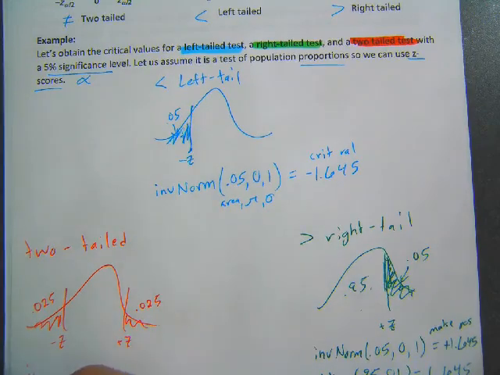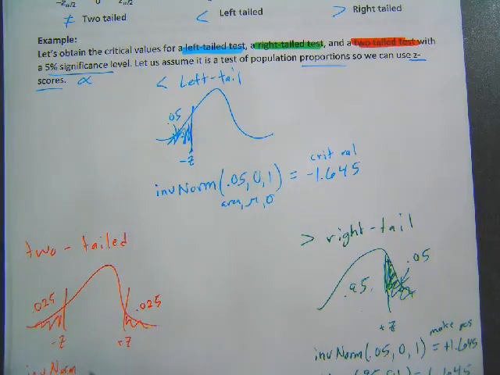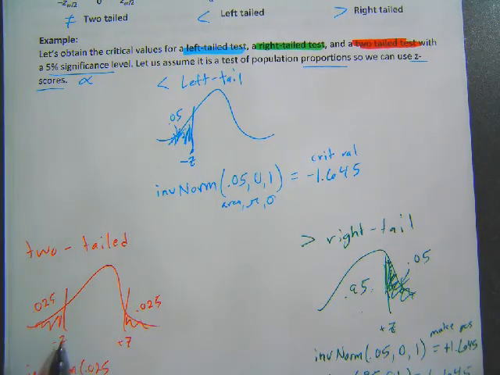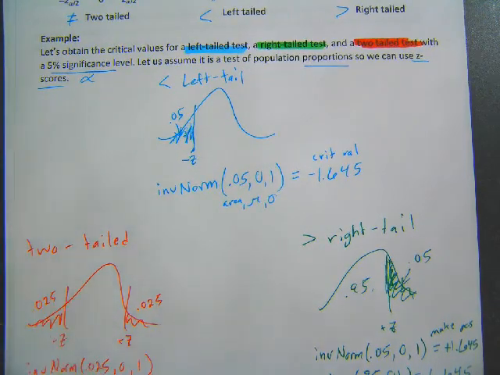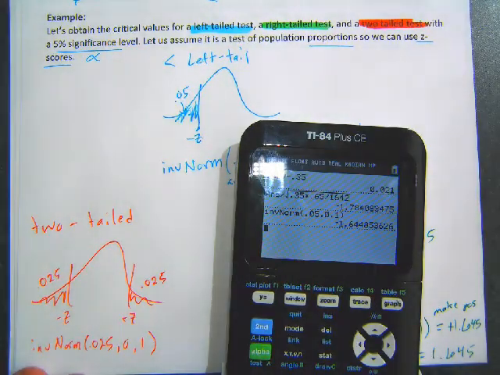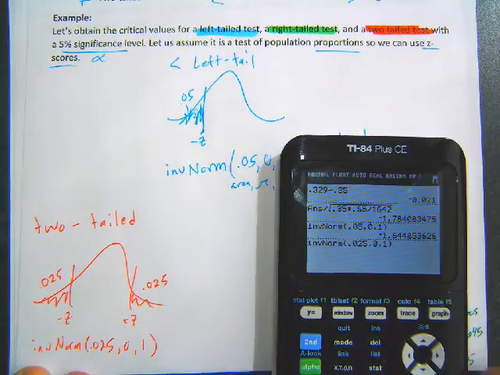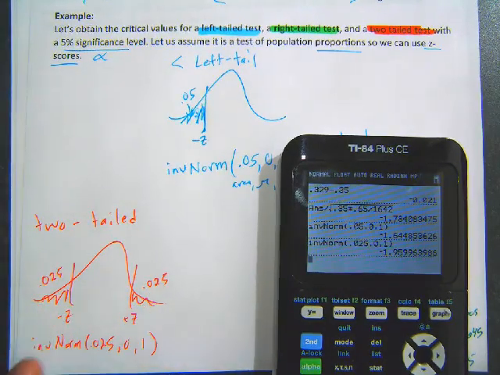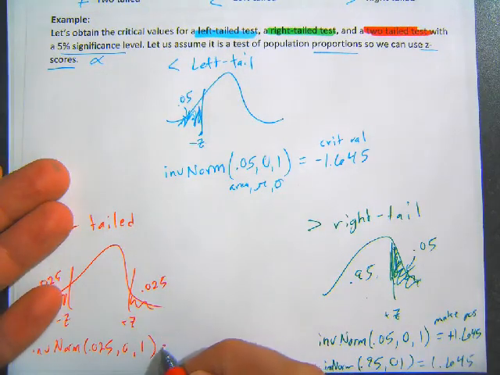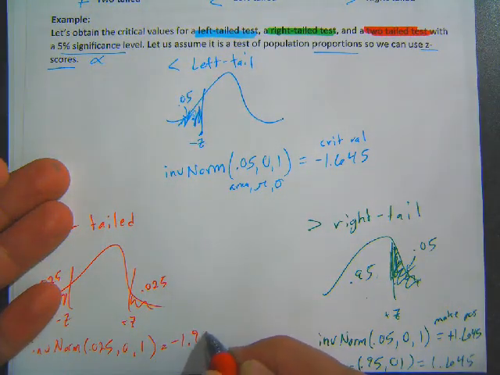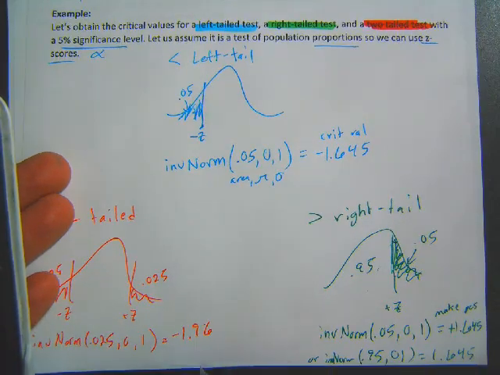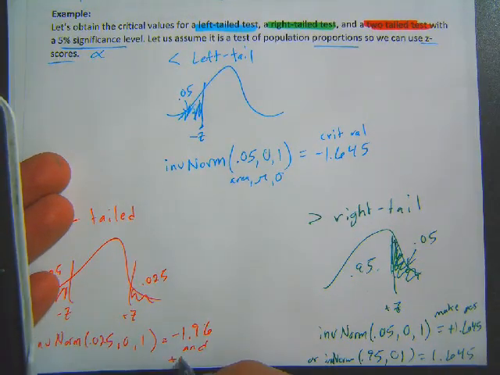But I can still use that inverse norm. I'm going to go ahead and do it for 0.025, because yes, that will give me this value, but remember I can find the other one just by making it positive. So I'm going to do second distribution, inverse norm, 0.025, 0 and 1, and we get a little bit bigger number, right? Because now we split it up, we have to go further out to mark off this region. So we get negative 1.96 if you round it. And that's one of them. The other one would be the positive 1.96.